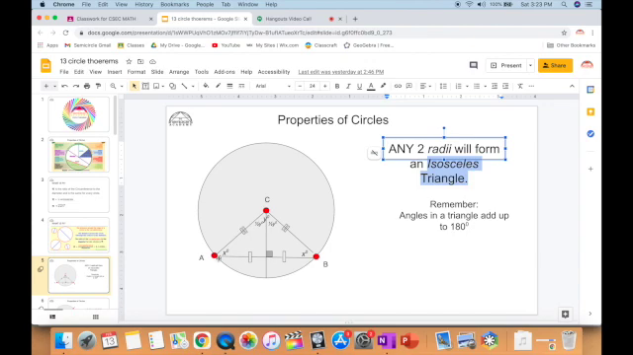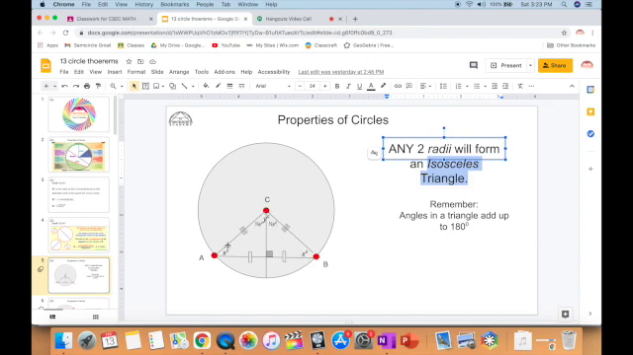So if I draw any two radii, because both of them are equal, if I was to join them with a chord from one point to the other at the base here, they will form an isosceles triangle. And I hope that makes sense. And remember the property of an isosceles triangle, that if I was to draw another radius coming down to cut this chord at 90 degrees, right, then I would actually be bisecting this chord in half. So this half would be equal to this half.